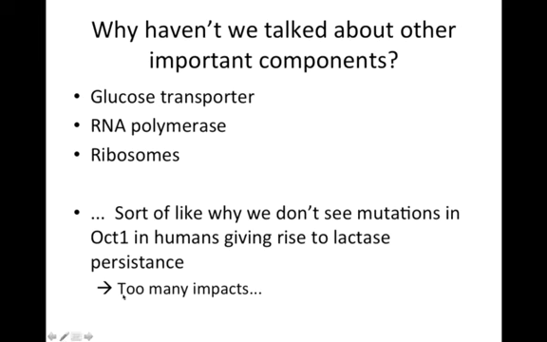And so the problem with getting a mutation in OCT1 is it could give rise to lactase persistence, but it would probably have a lot of other impacts. It would be so costly, there would be so many other effects, so many other disease-like effects on humans, that we don't see this OCT1 mutation. We only see the mutation near the lactase gene.